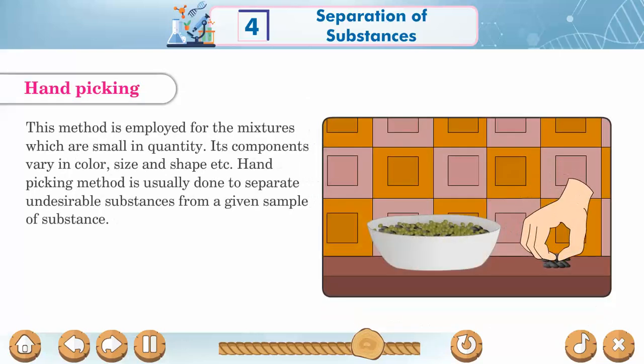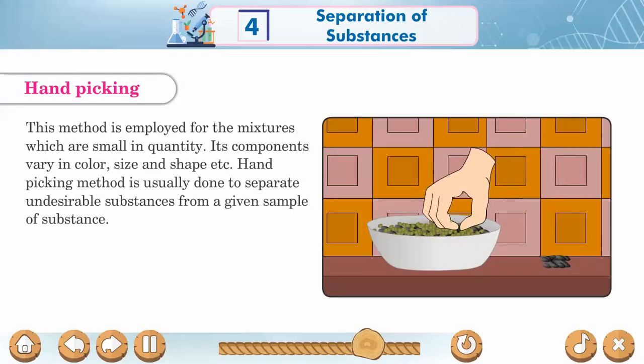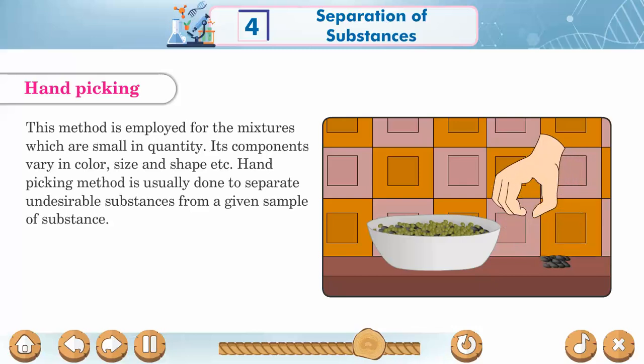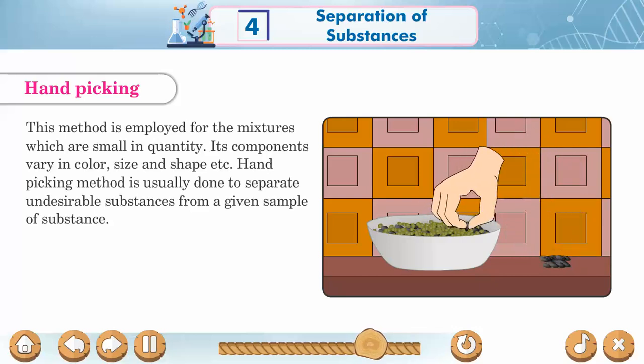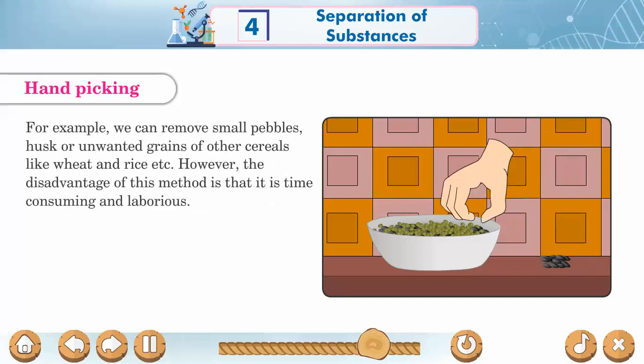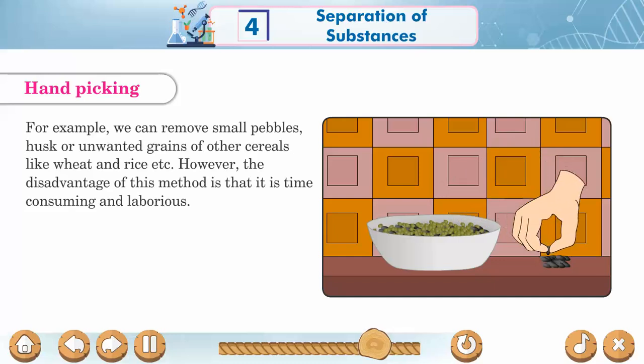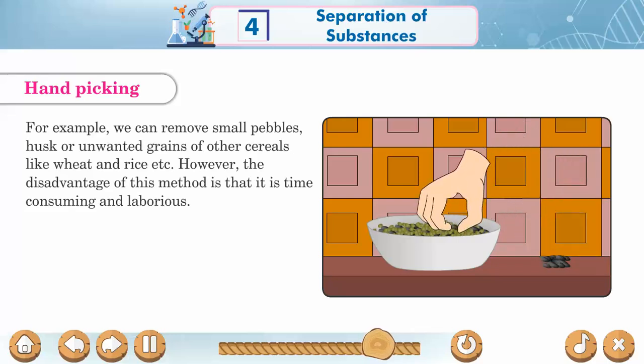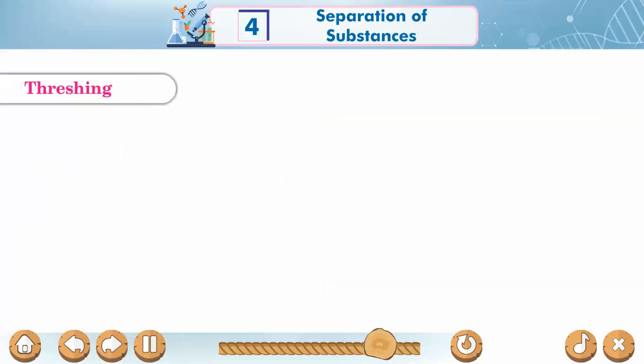Hand picking. The method is employed for mixtures which are small in quantity. Its components vary in color, size and shape, etc. Hand picking is usually done to separate undesirable substances from a given sample of substance. For example, we can remove small pebbles, husk or unwanted grains of other cereals like wheat and rice, etc. However, the disadvantage of this method is that it is time-consuming and laborious.